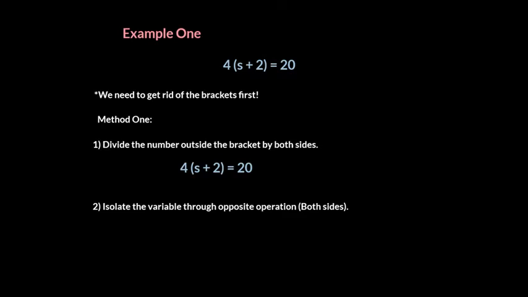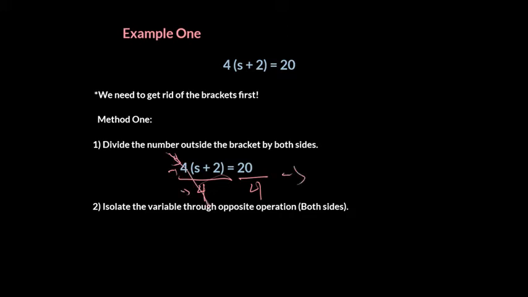So method number one says start by dividing the number outside the bracket by both sides. So the number outside the bracket is this 4 right there. It says to divide it by both sides. So all we're going to do is divide the entire thing by 4 there, and divide the other side by 4. When we do that, what happens is we have the 4 on the top dividing by the 4 on the bottom, which cancels it out.